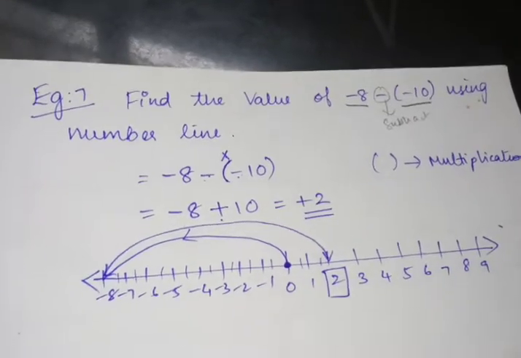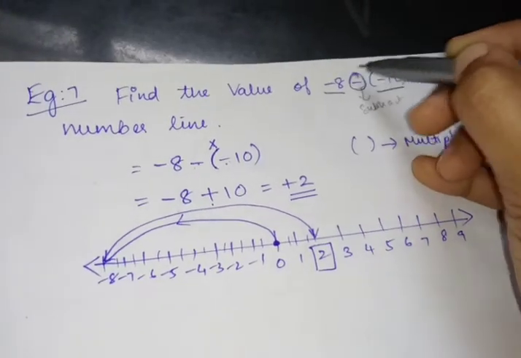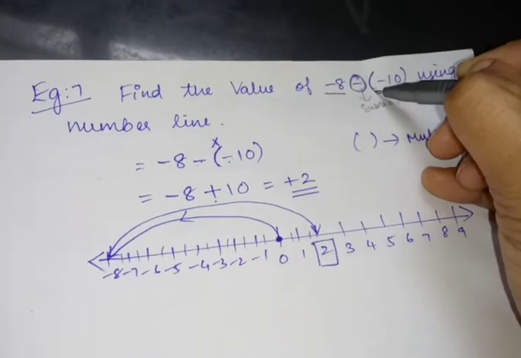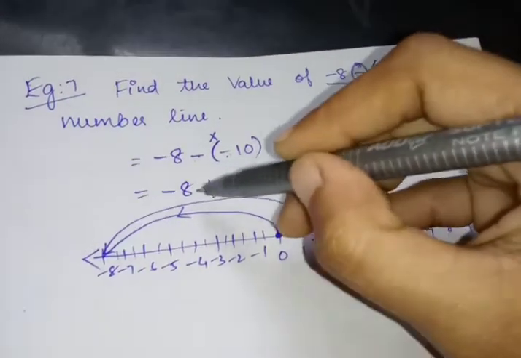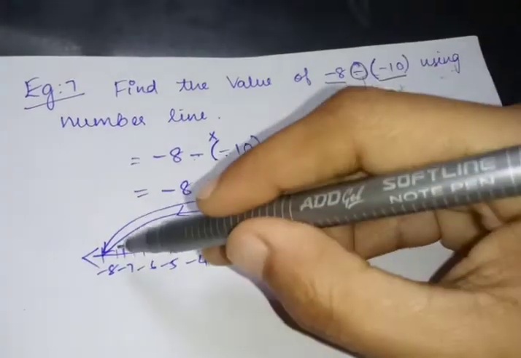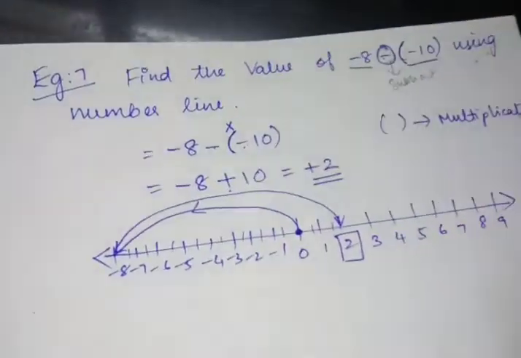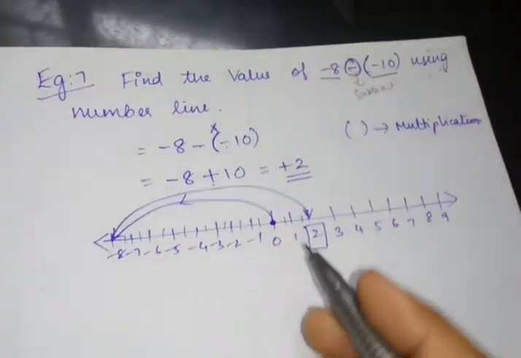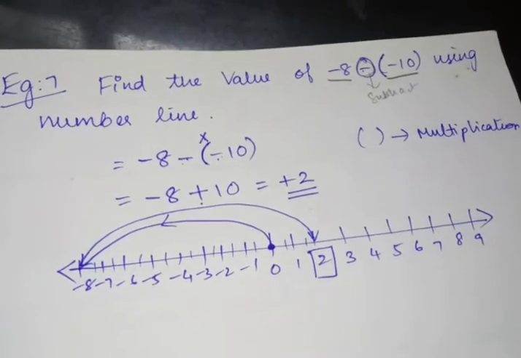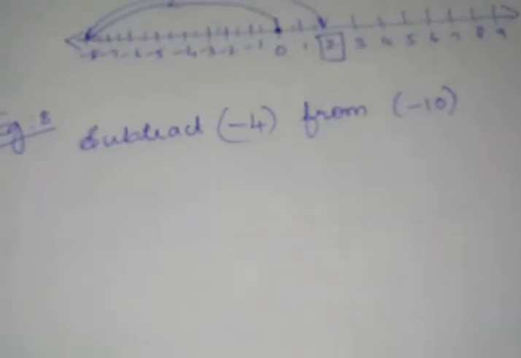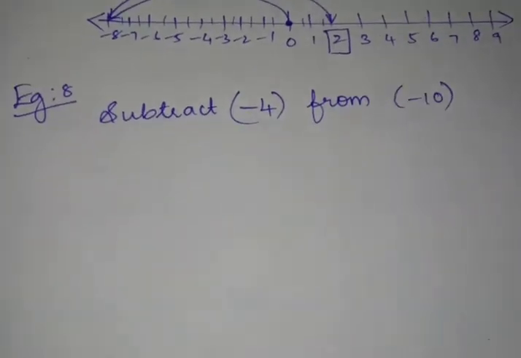As usual, it is number line calculation only. The only thing is, since they have given subtraction with a bracket, minus into minus, plus it will be. So as usual, minus 8 to the left side, then plus 10 to the right side. So you got the answer for this question. The same way you have to follow that.